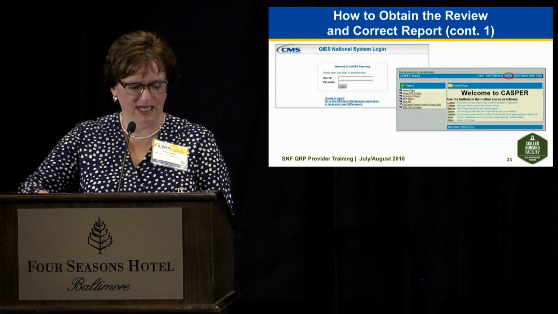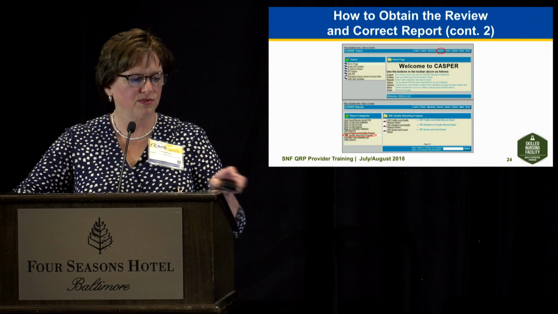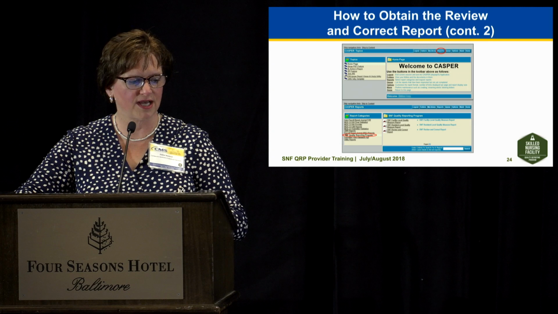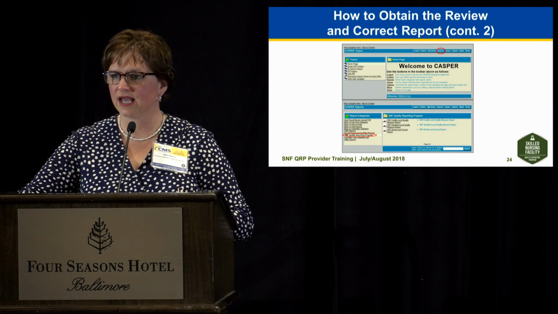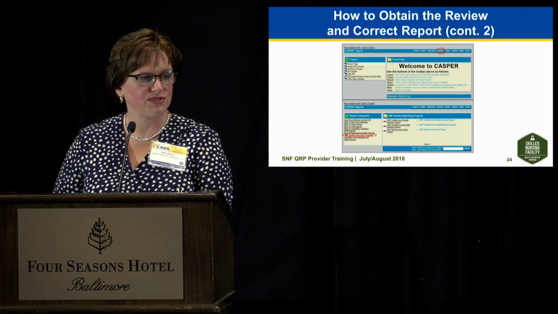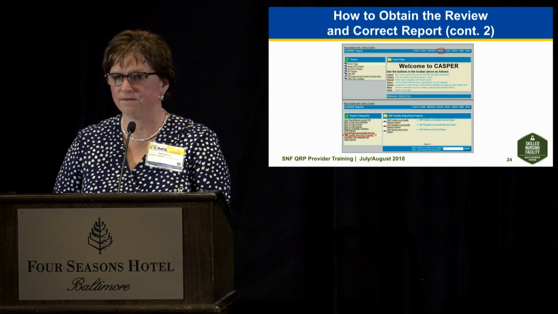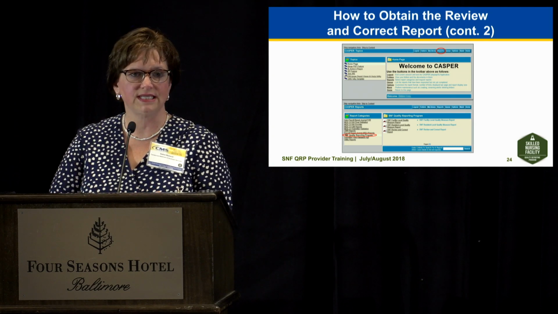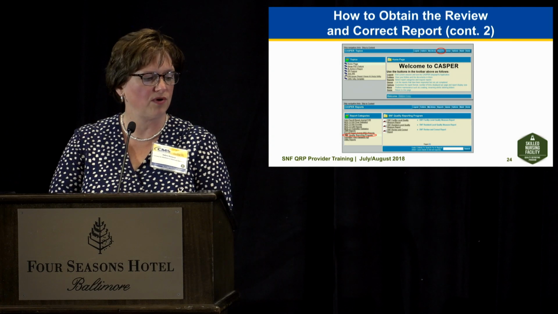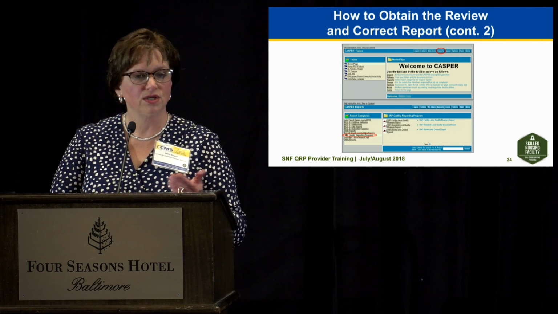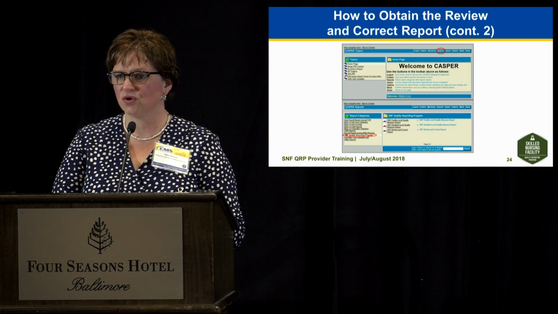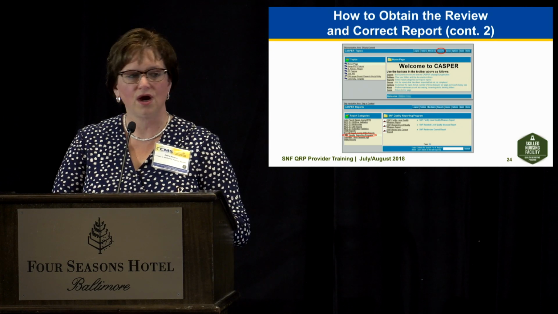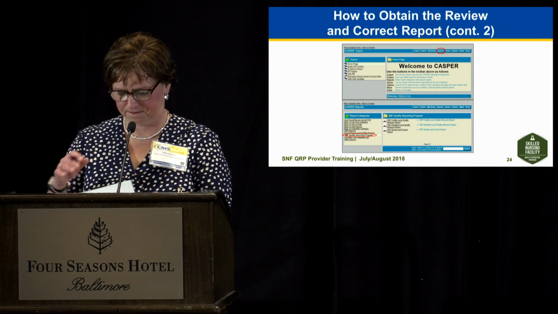Once you log into the application, you will select the Reports button, as identified on the top screenshot, and a list of report categories to which you have access displays on the left frame. Now, the SNF QRP reports are contained in the SNF Quality Reporting Program report category. So once you select that category name, you'll notice that the reports that are available to you to run are displayed in the right frame.